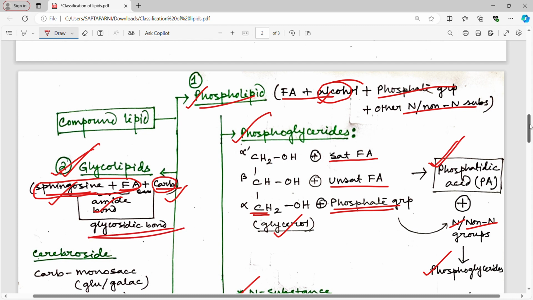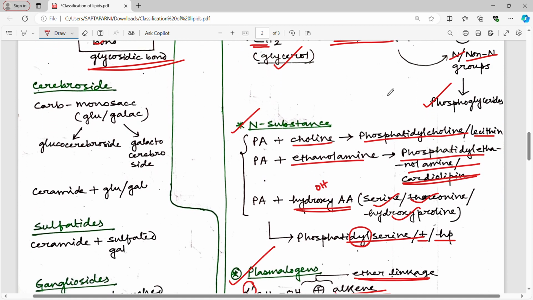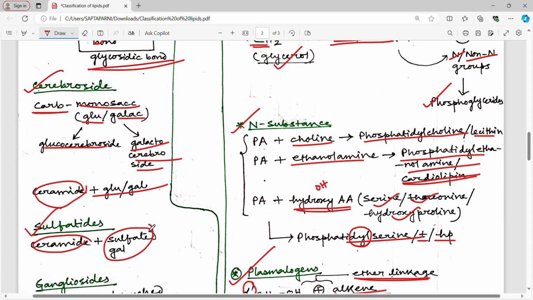Now, glycolipids can be of different types. The first one is cerebroside. Here the carbohydrate is a monosaccharide, either glucose or galactose. When the carbohydrate is glucose, it is known as glucocerebroside. When the carbohydrate is galactose, it is known as galactocerebroside. So ceramide plus glucose or galactose forms cerebroside. Now, what is sulfatide? Sulfatide is ceramide plus sulfated glucose or galactose. Same as cerebroside, but here the glucose or galactose is sulfated.